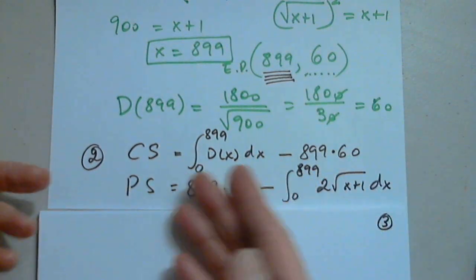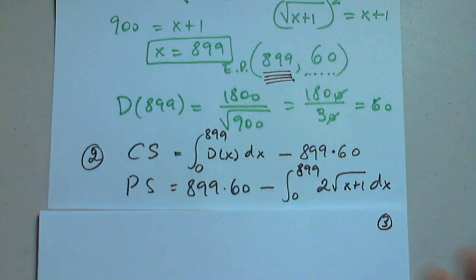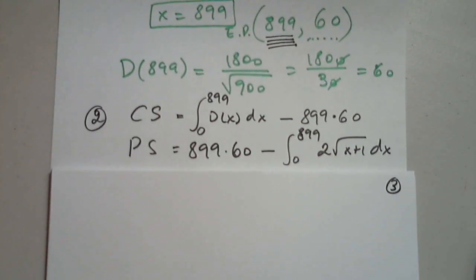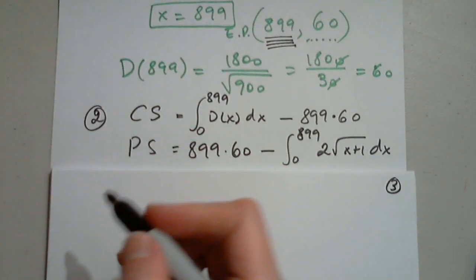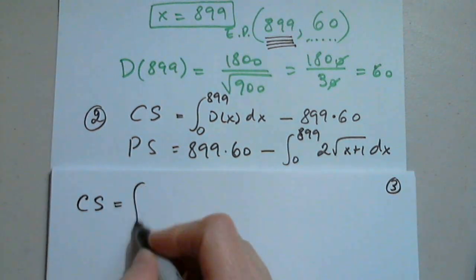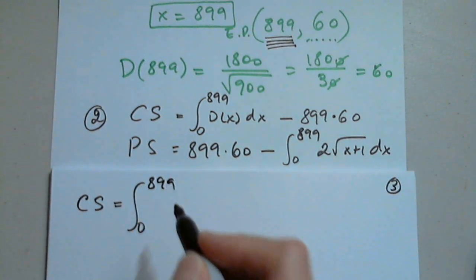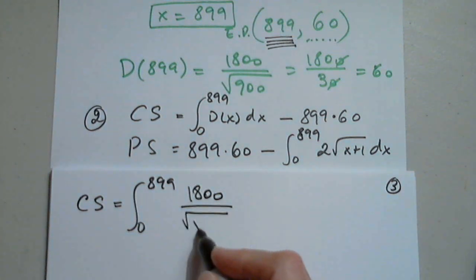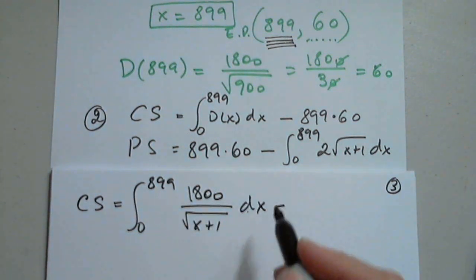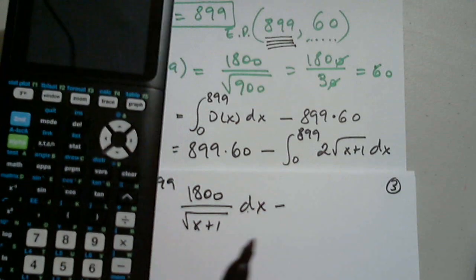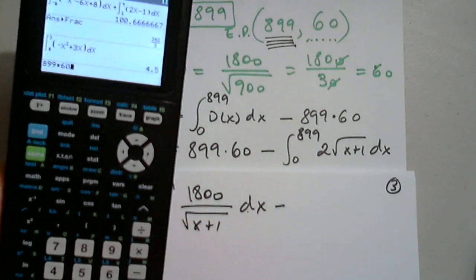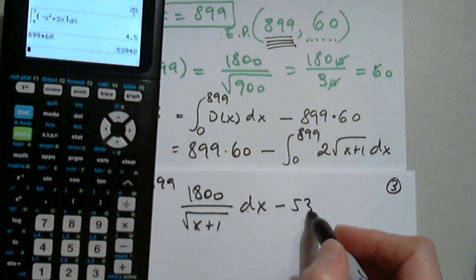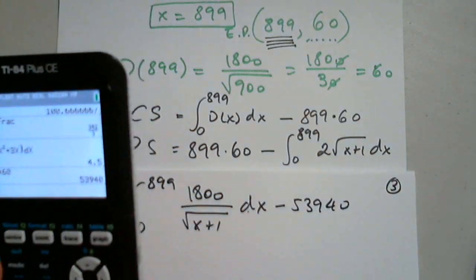All we have to do now is determine these two integrals, and we're done. That's the whole thing. And there is nothing else to it. So the consumer surplus is the integral from 0 to 899 of 1800 over the square root of x plus 1 dx minus, I'm going to multiply this 899 times 60, so 53940.